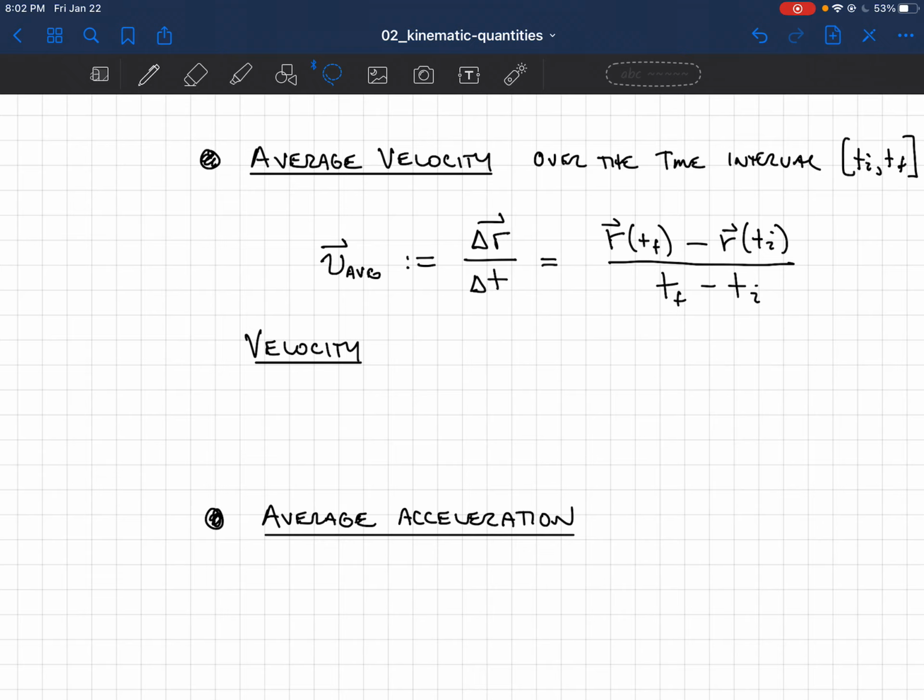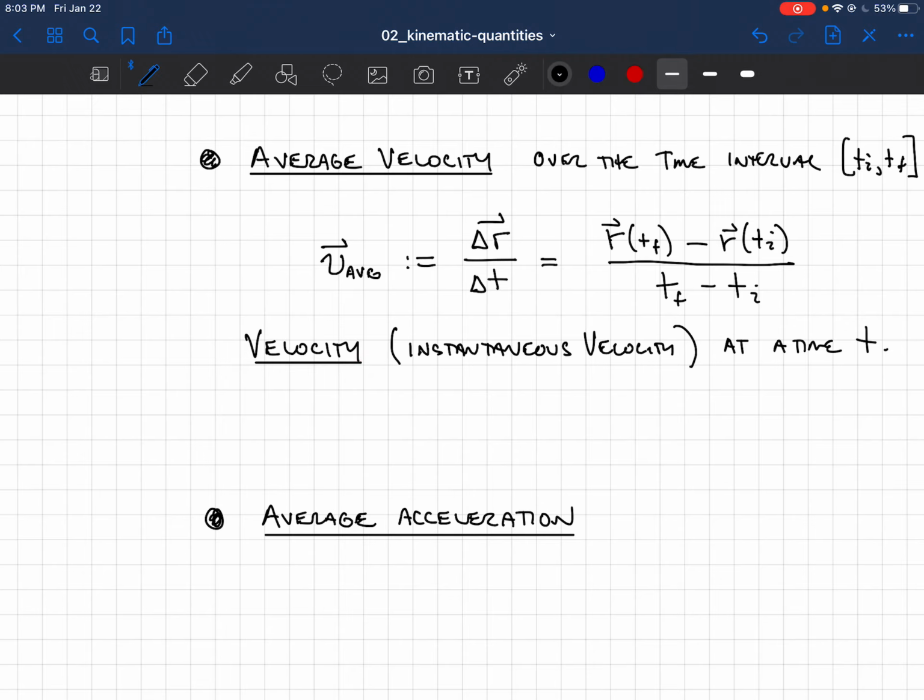The average velocity is different than the velocity, the so-called velocity. The so-called velocity is also sometimes called the instantaneous velocity at a time t. So average velocity, by its definition, corresponds to a time interval. You have to pick 2 moments in time and find the average velocity over that time interval. For velocity, it corresponds to a single moment in time.